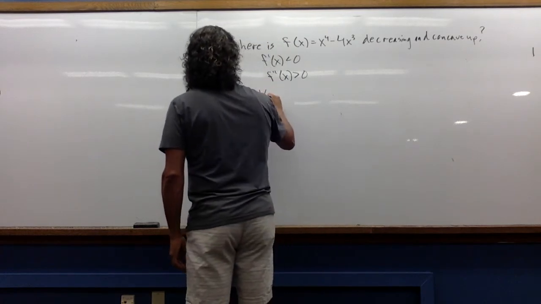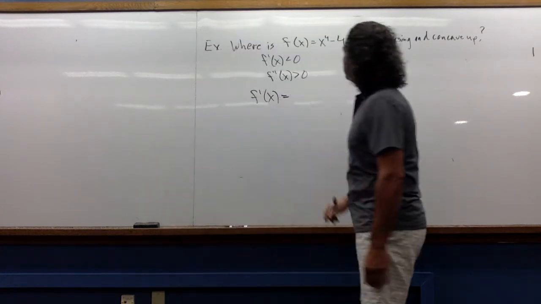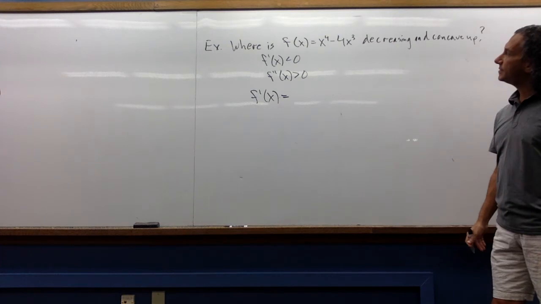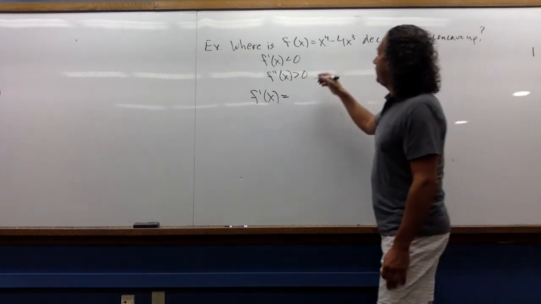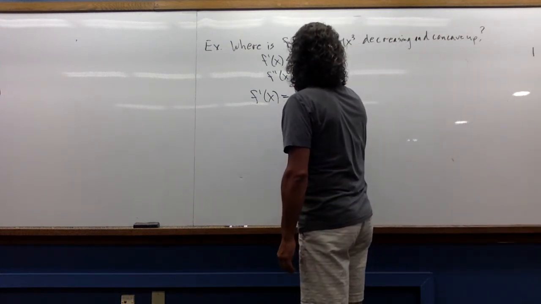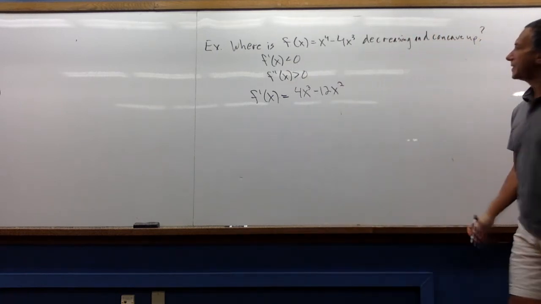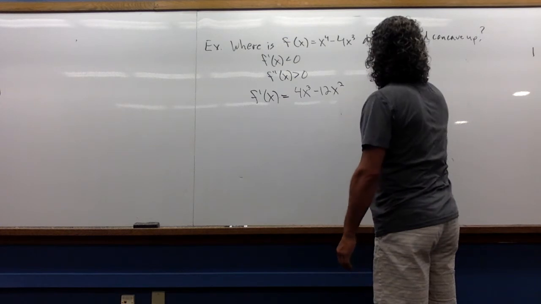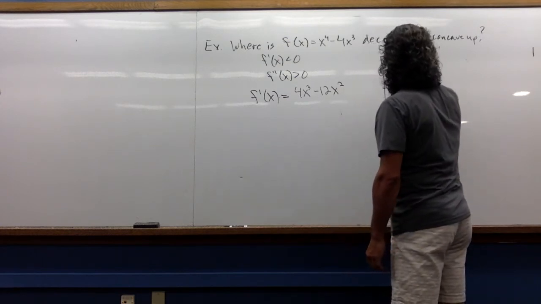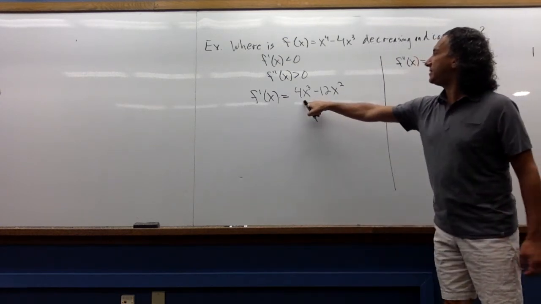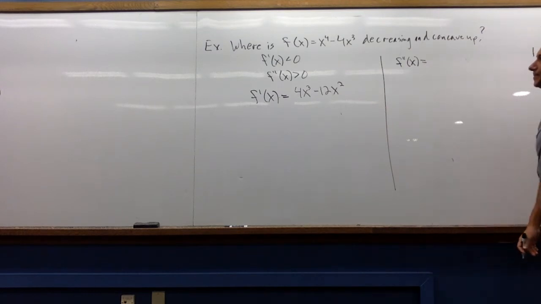f prime of x is, well, pause the video for a second. Hopefully you said, oh, that's 4x cubed minus 12x squared. I'm going to do some work with the sign chart. Let me save some space there. f double prime of x, pause the video, give it a shot.